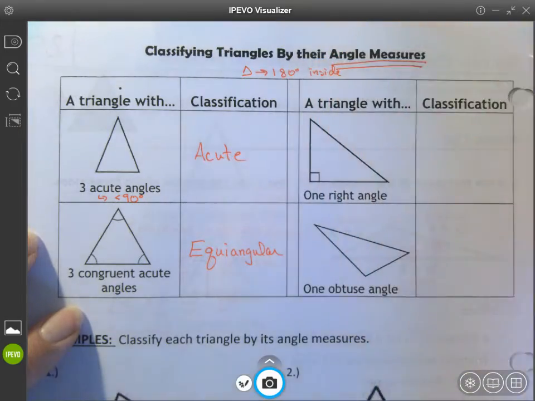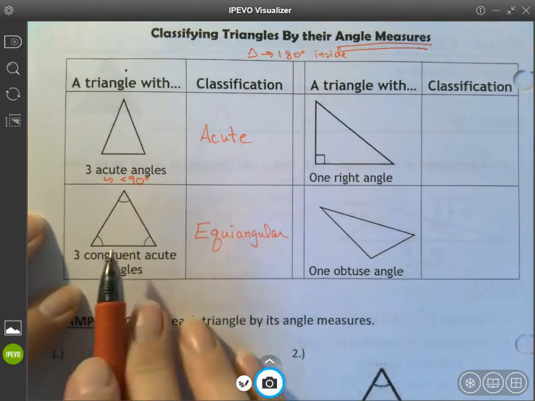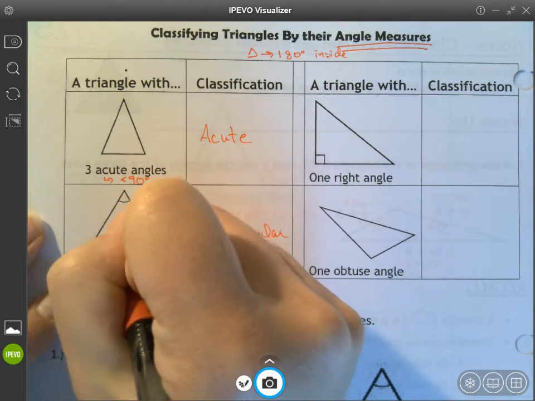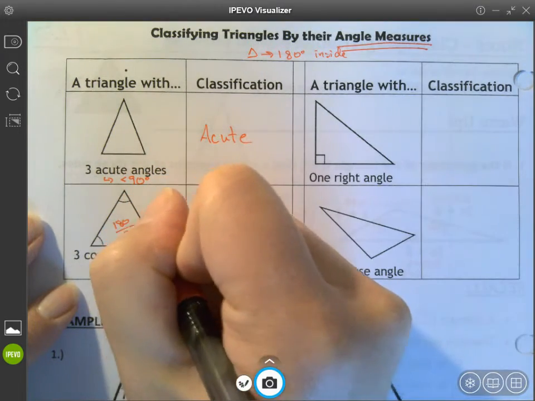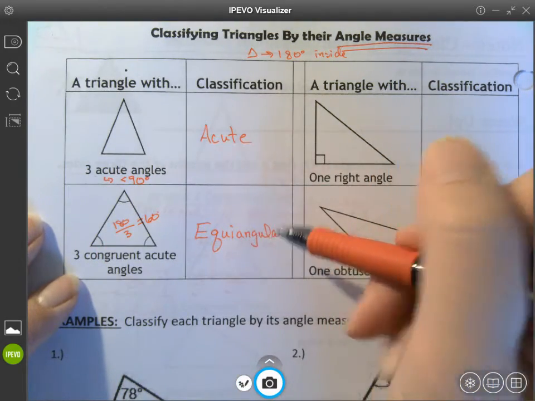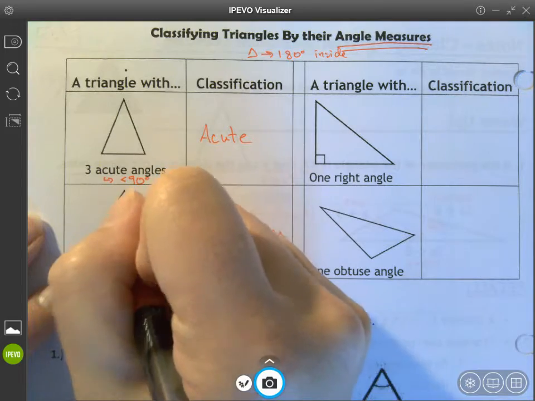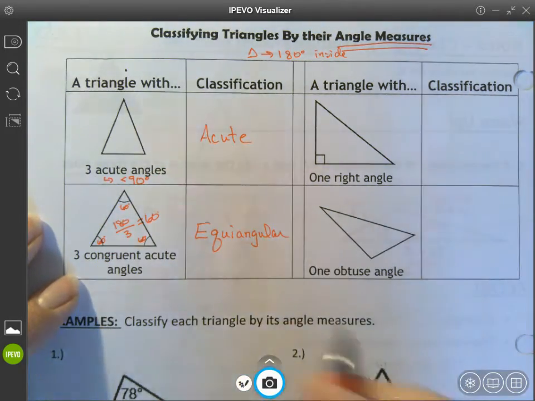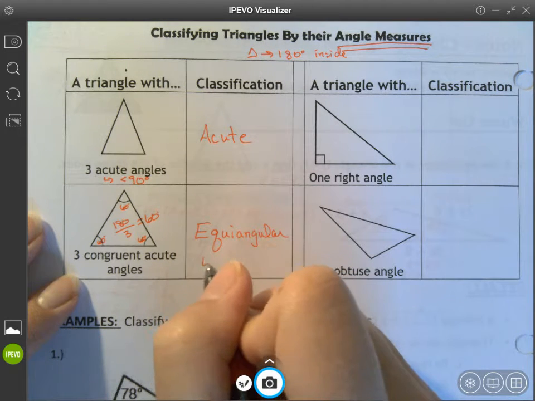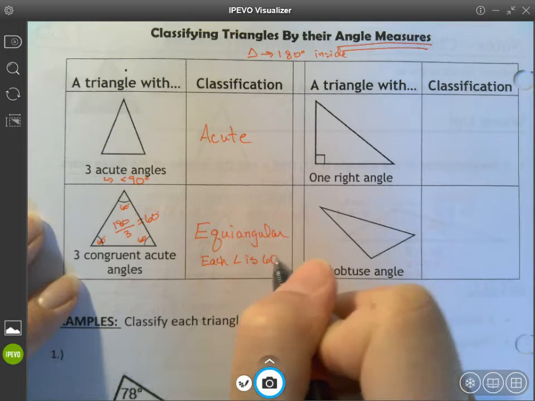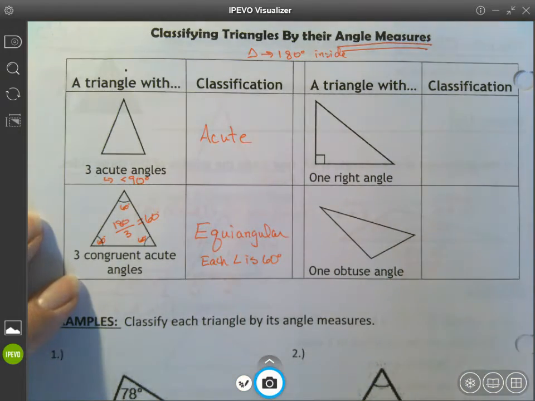So why am I talking about that? If you have three congruent angles, take 180 degrees and divide it into three groups, we get 60. So anytime you have an equiangular triangle, every angle is 60 degrees. Okay? So when it's equiangular, each angle is 60 degrees.